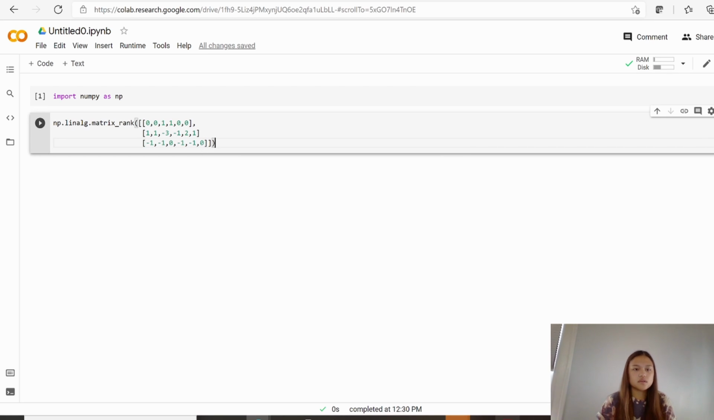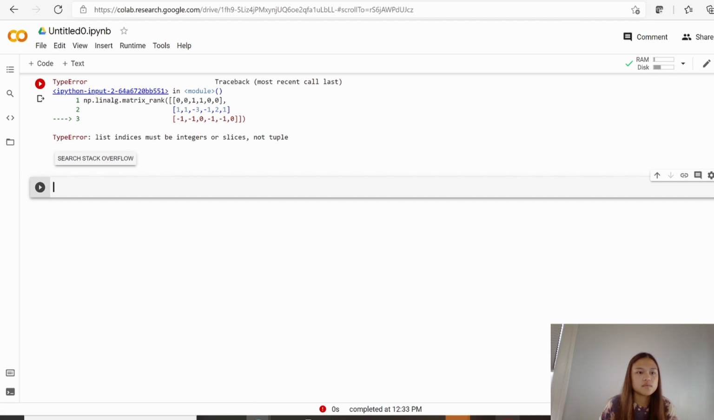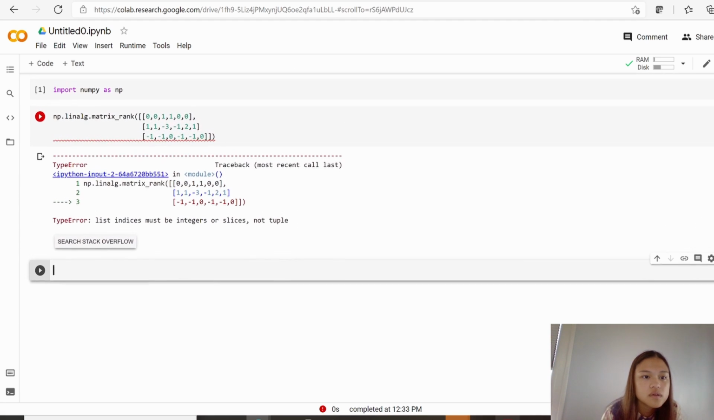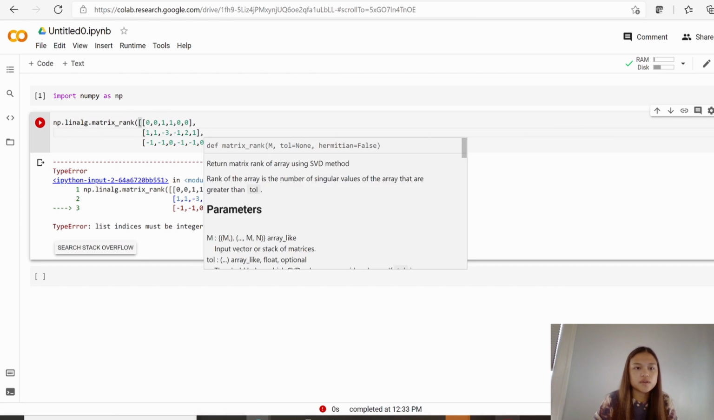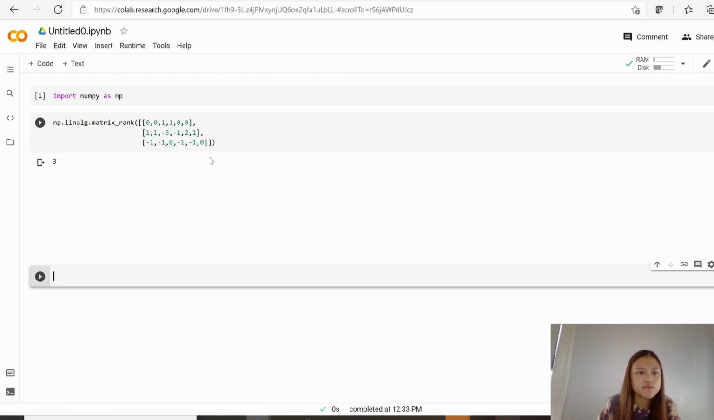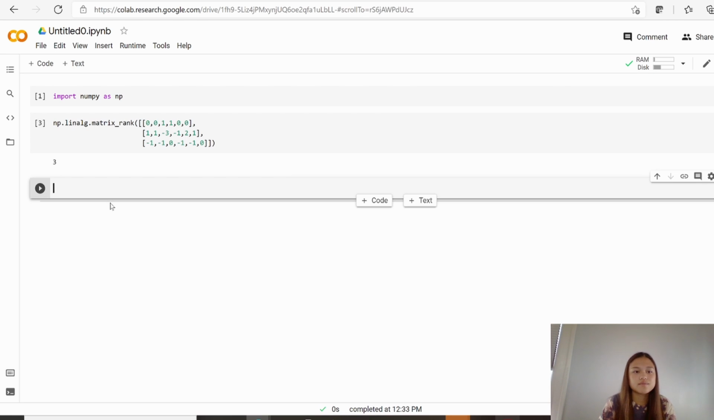All right, that looks good. Shift Enter. Oops, forgot a comma there. I did forget one. All right, and then we get our rank of 3. And now we can move on with the rest of our problem.